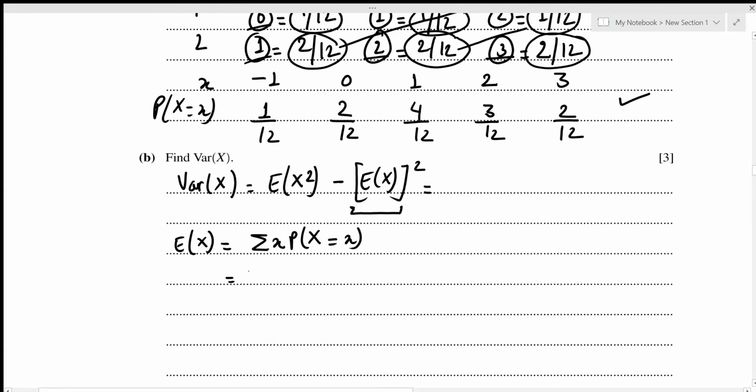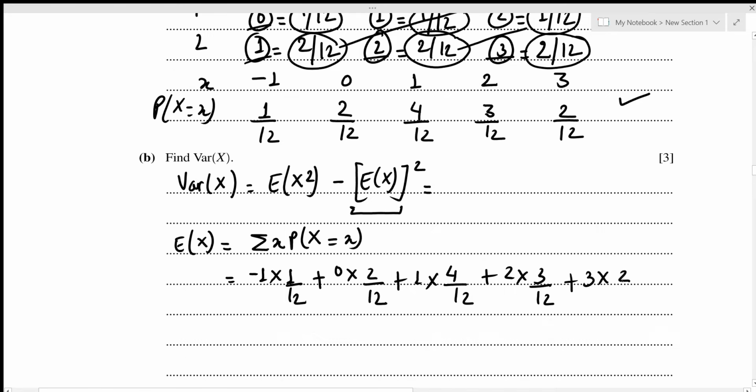For the first case, that's going to be -1 into 1 by 12 plus 0 into 2 by 12 plus 1 into 4 by 12 plus 2 into 3 by 12 plus 3 into 2 by 12. This gives us the expectation value of 15 by 12.